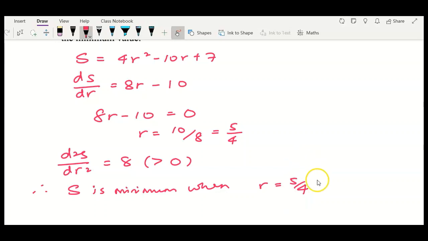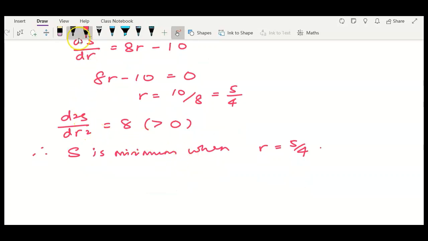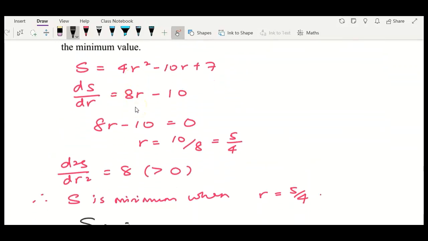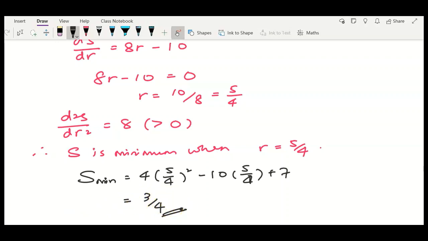Okay, after that, we need to find the minimum value of S. Substitute into the expression, which is 4R squared minus 10R plus 7. Is it plus 7? Yes. Okay, then we can calculate with the assistance of a calculator: 3 over 4. This is the S minimum. Question 9.